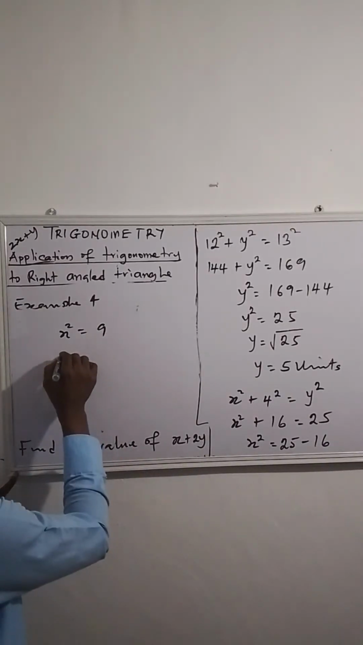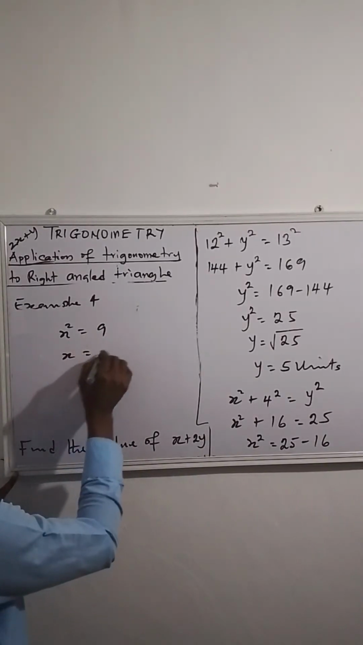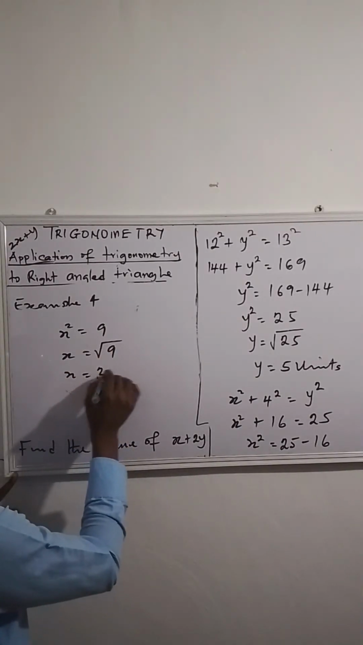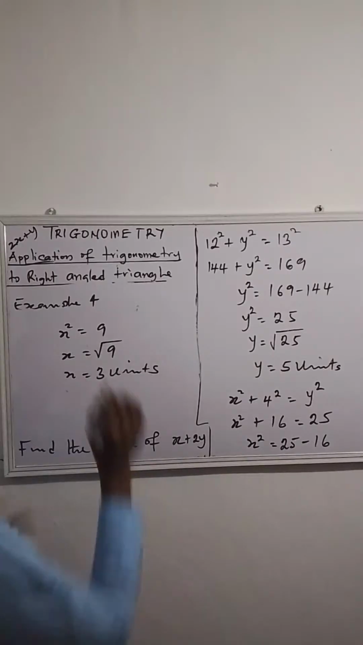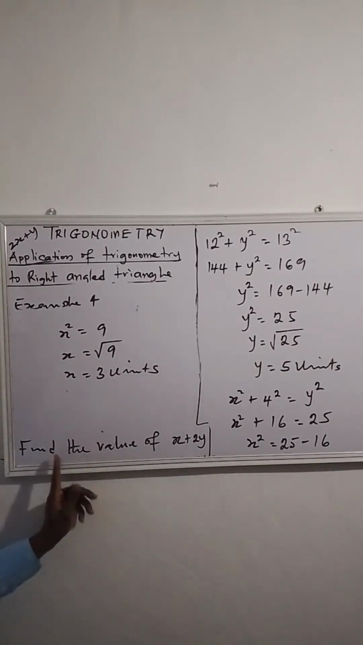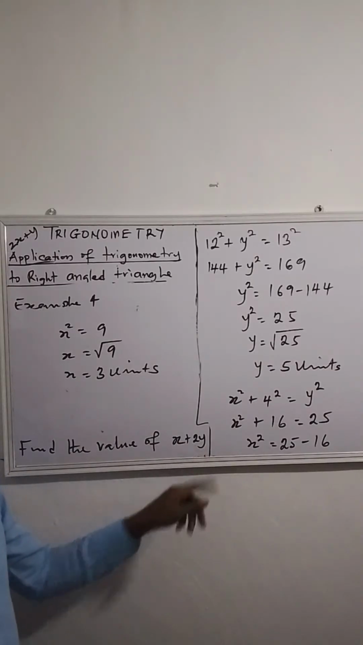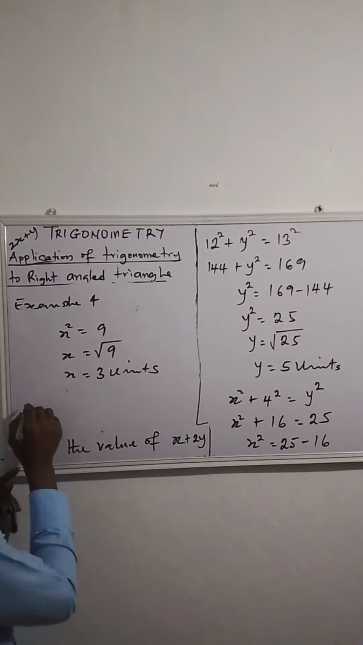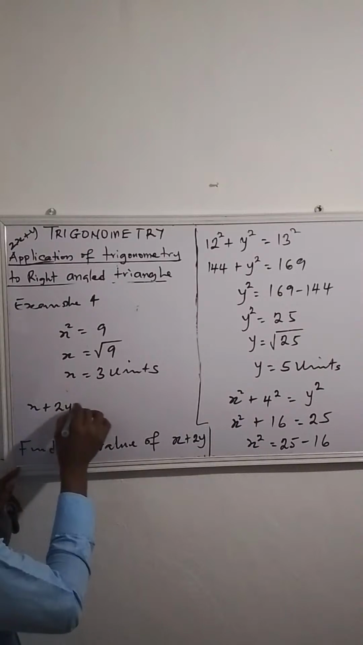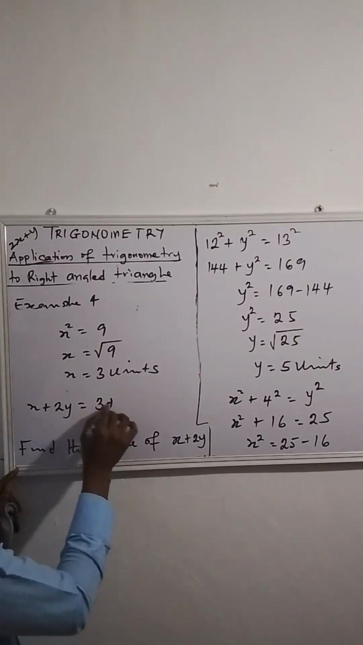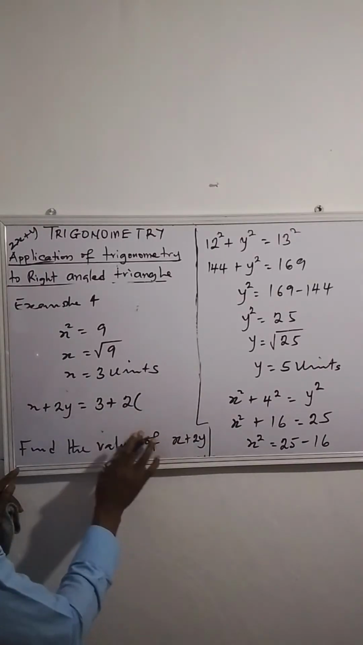All right, so x, you take the square root of both sides, x equals the square root of 9. So x equals 3 units. Now, the question wants us to get the value of x plus 2y. So we now write x plus 2y equals x, which is 3, plus 2 times y.